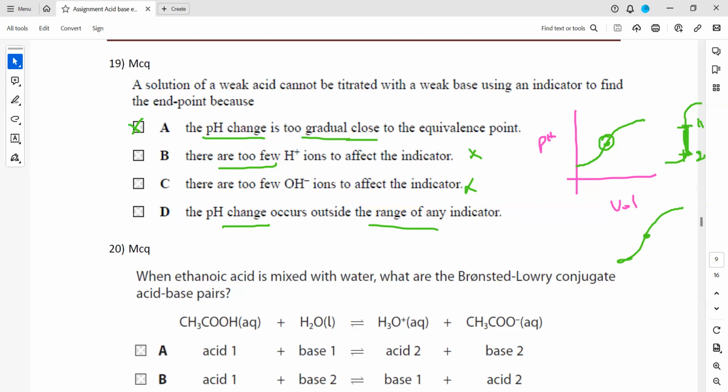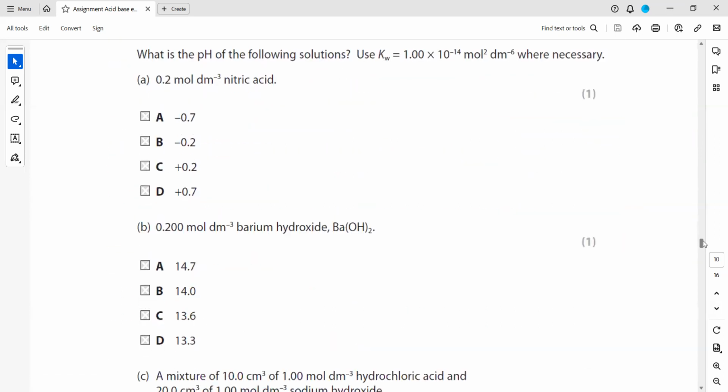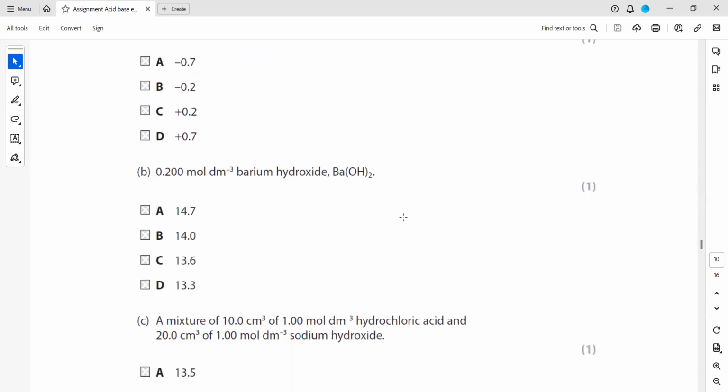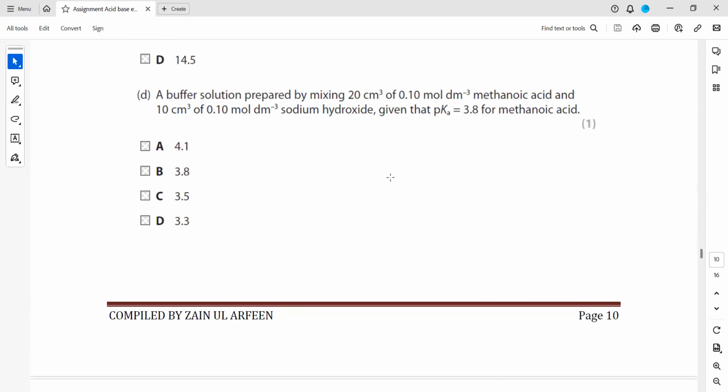Next is question 22. Question 22, what is the pH of the following solution? Part D is there. A buffer solution is prepared by mixing 20 cm cube of 0.1 mole per dm cube methanoic acid with 10 cm cube of 0.1 mole per dm cube sodium hydroxide. Given that the pKa of methanoic acid is 3.8, what is the pH of the solution?